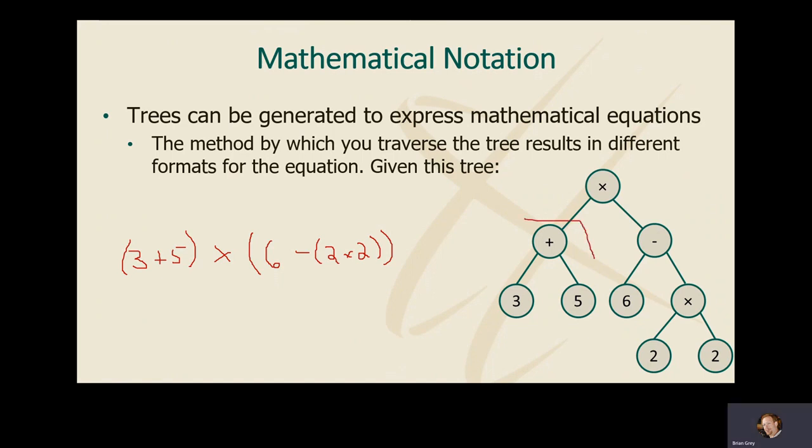And you can see that because if we grab this subtree, we get 3 plus 5. If we grab this subtree, we get 2 times 2. If we grab this subtree, we get 6 minus 2 times 2. Right?